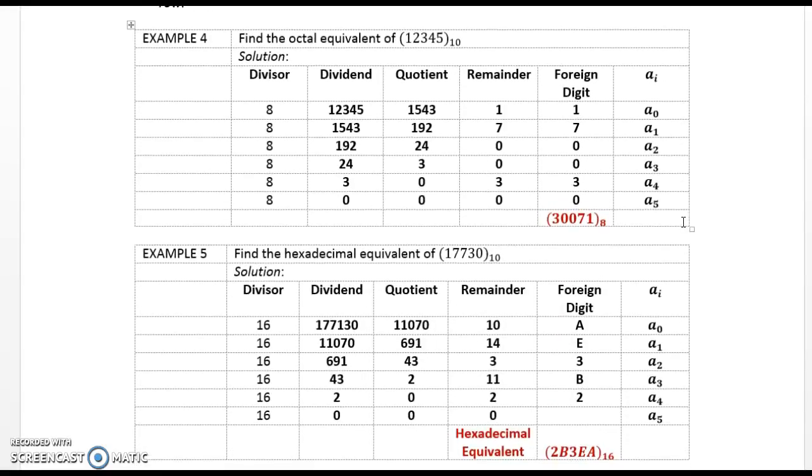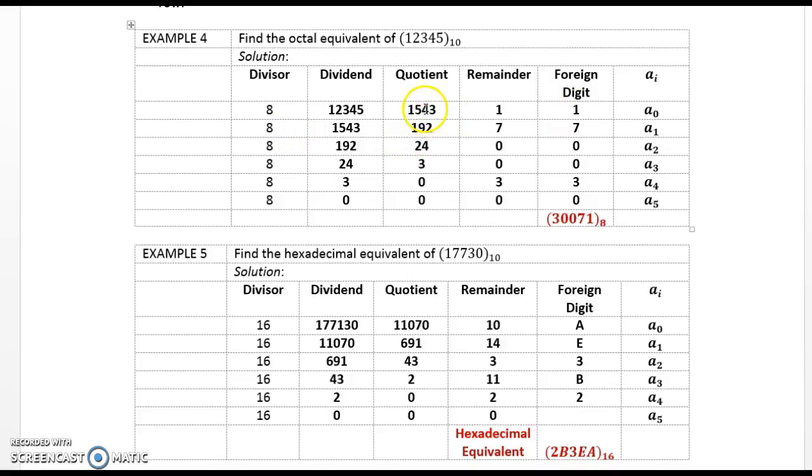So here's an example. Find the octal equivalent of 12345 decimal. My divisor is the foreign base that I wish to go to. My initial dividend is the decimal value. So I compute the quotient of 12345 divided by 8, and its remainder is 1. And then the foreign digit is a 1.